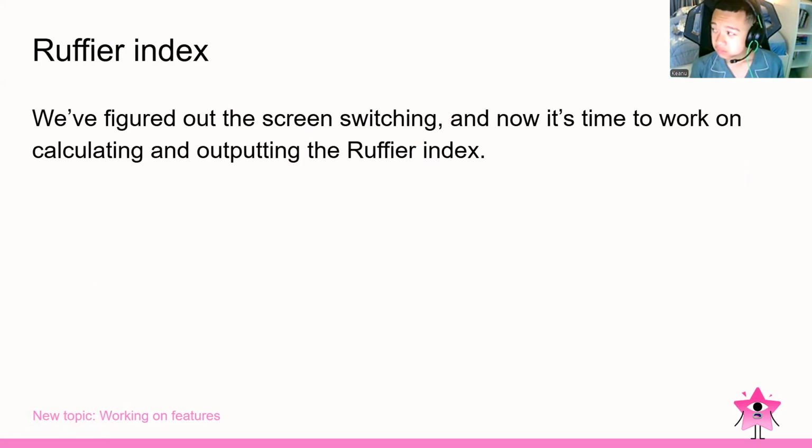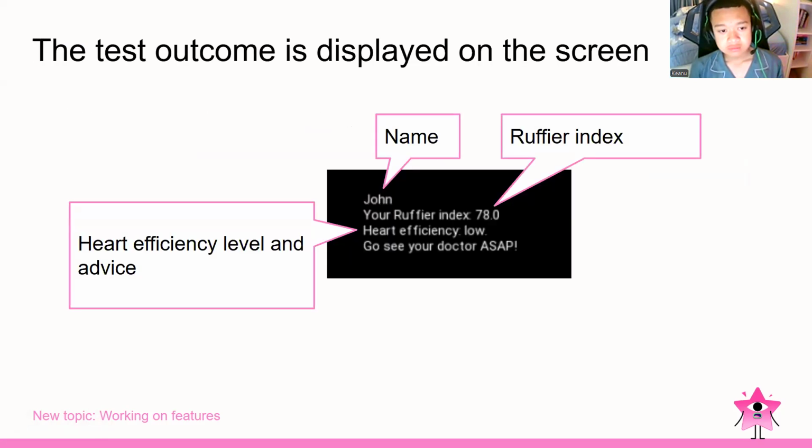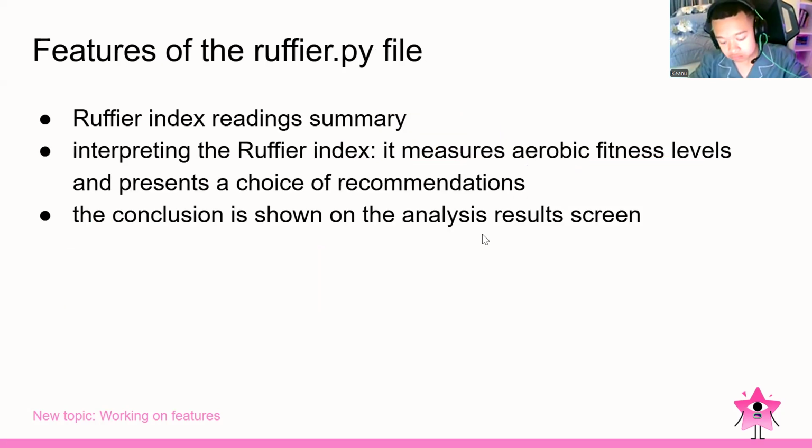So we already figured out screen switching, and now it's time to work on calculating and also outputting the wrapper index. So basically, when we output this, you can see the name, Keanu. It's showing us the name, which is John, for example, and also the wrapper index for this. It's showing us 78.0, and then the heart efficiency. For example, for this one, it's showing us the low.